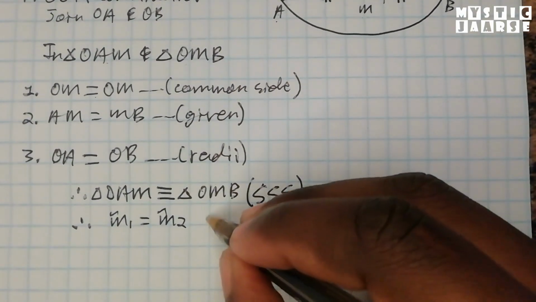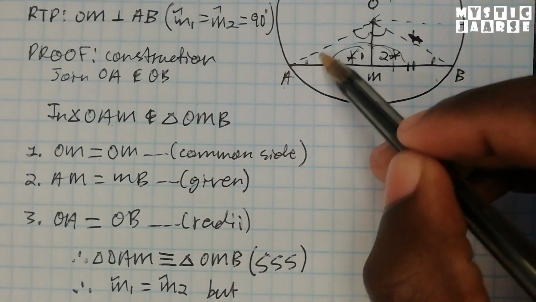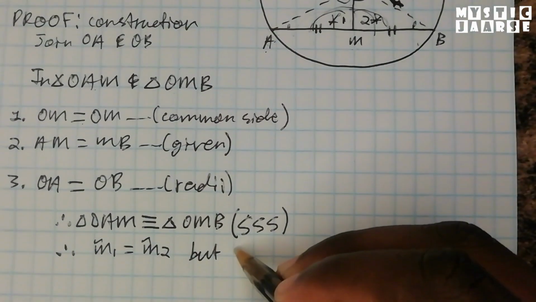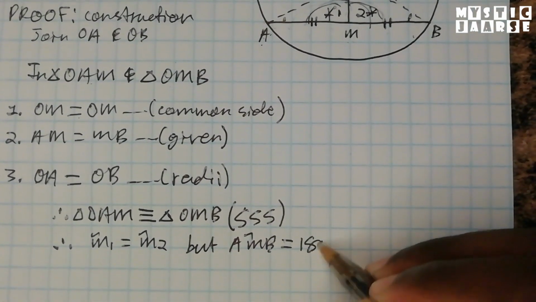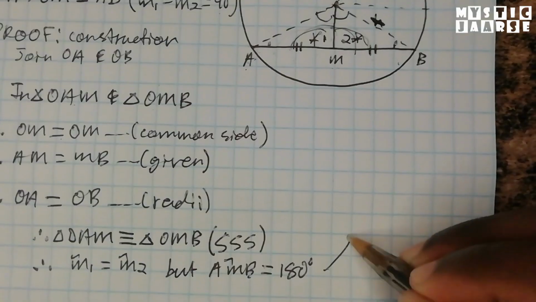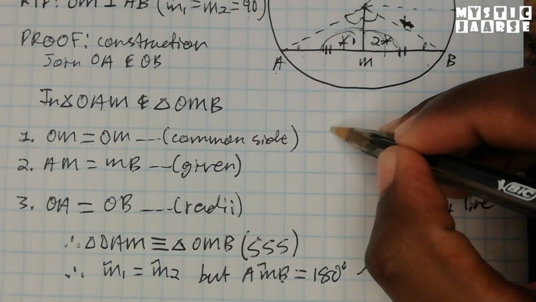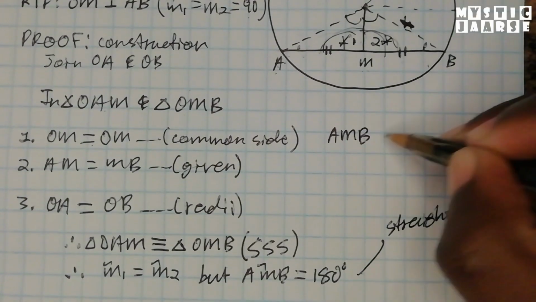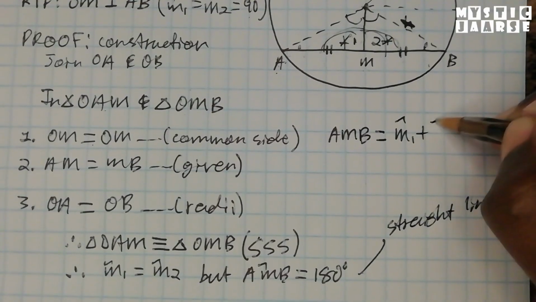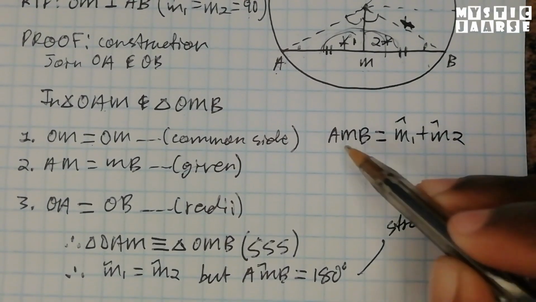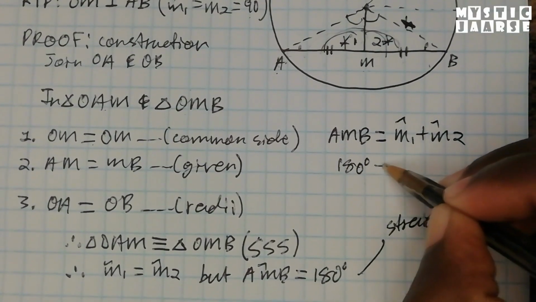So to do that, we say, but angle AMB, this big angle AMB, is equal to 180 degrees, right? Because it is a straight line. We say that angle AMB, we get it when we combine angle M1 with angle M2, right? And angle AMB, we say it is equal to 180 degrees.